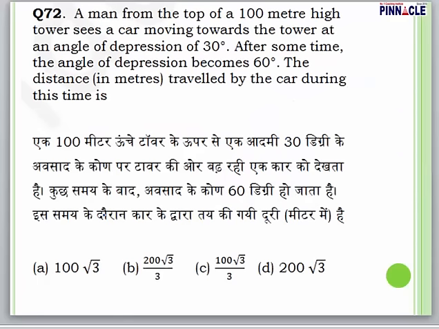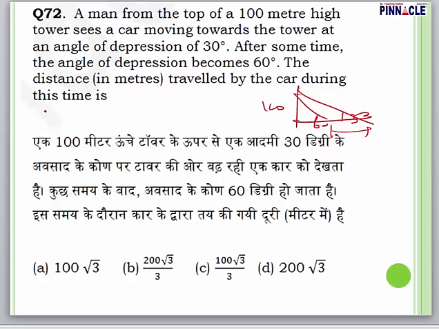Next question, question number 72. A man from the top of a 100 meter high tower sees a car moving towards the tower at an angle of depression 30 degrees. After some time, the angle of depression becomes 60. The distance covered by the car during this time, this is given like this. This is 100 meter, and these are 30 and 60. So we have to find the value of this.